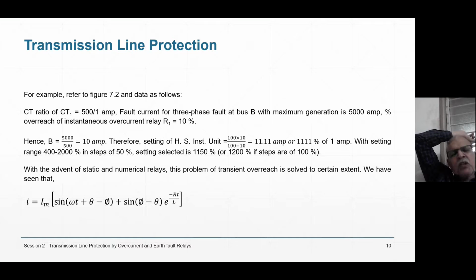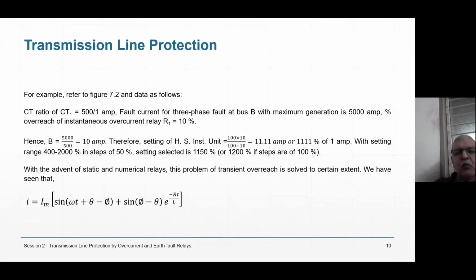Because you see, when fault occurs, our system is maximum inductive. Therefore, phi is equal to 90 degree. So if fault occurs at voltage maximum, so theta is 90, phi is also 90, so sin 0. So that is gone. Right. So we are worried about that DC offset. Sin phi minus theta e raised to minus RT by L. We have talked about that it is DC offset. It is not DC, it is sinusoidally decaying.